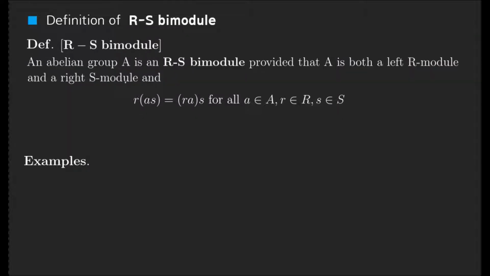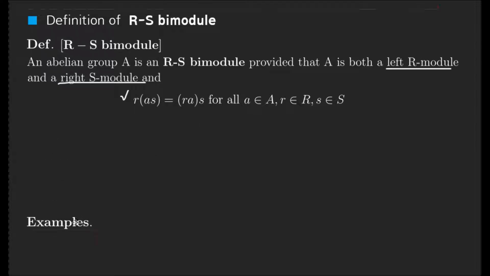Let's consider the RS bimodule, which, as we can guess literally, is a combination of the left R module and the right S module. Definition: an abelian group A is an RS bimodule provided A is both a left R module and a right S module, but this is not sufficient. Another condition must be satisfied, then A is called an RS bimodule.